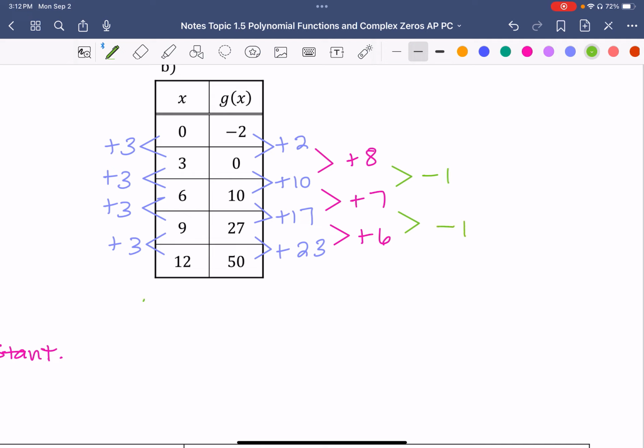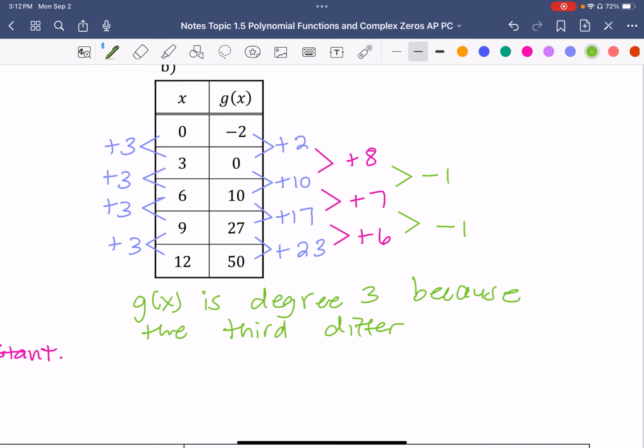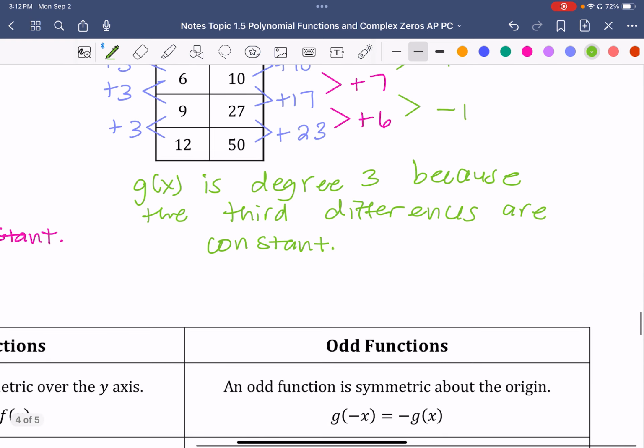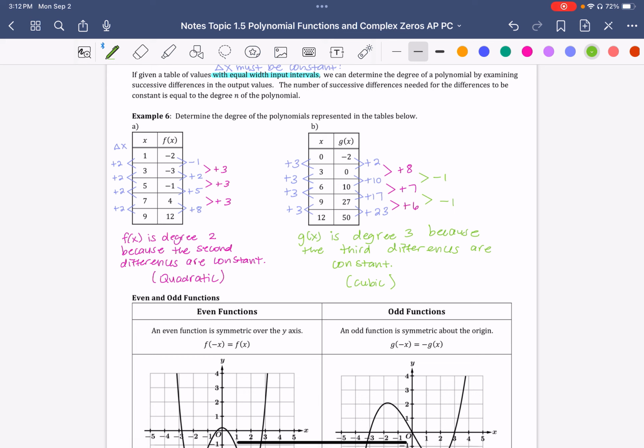So that means that g of x is degree 3 because the third differences are constant. Okay, and a polynomial with degree 3 would be called a cubic function. Okay. So again, the key part here is to make sure that these are constant, because let's say that this was 3, 5, 3, 3, then none of this would be true. It has to be equally spaced.